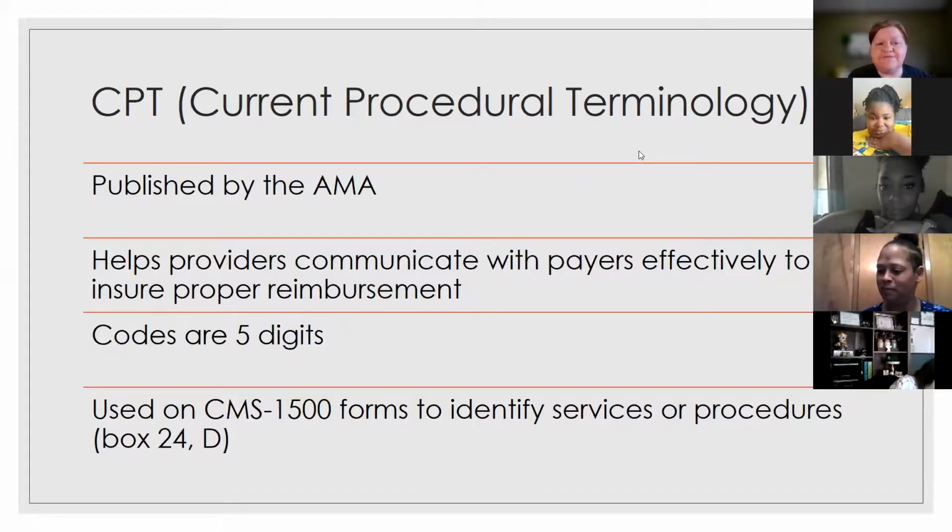All right, so any questions on the CPT manual, on finding anything, any of the different sections in the CPT manual specifically?